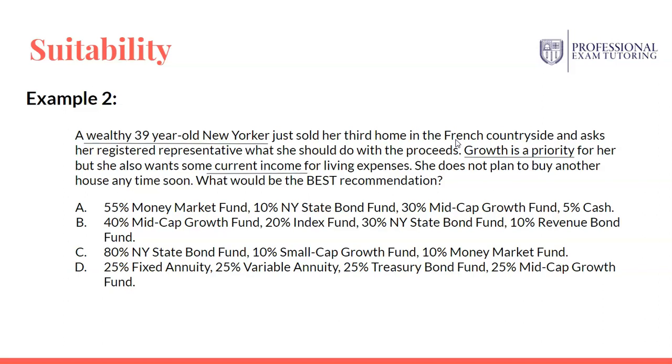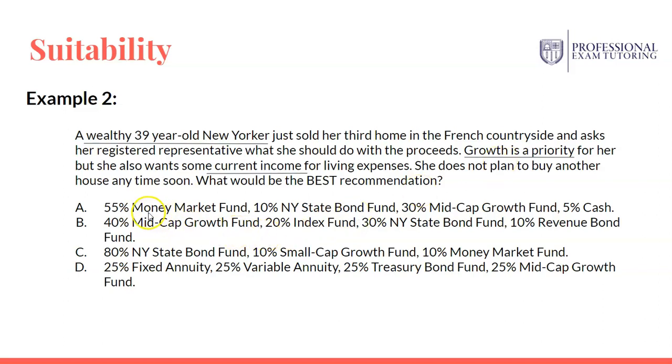Now, she also wants some current income. So she wants some growth and current income. Growth, remember, is telling us that she probably wants something stock related or some kind of stock investment. But if she wants current income, that's also got to be balanced by something that's going to produce either some types of dividends, such as preferred stocks, or some type of income like coupons or some kind of payment from fixed income securities. Now, she does not plan to buy a house anytime soon, but what we do know here is that she's going to be looking for a bit of a mix between stocks and bonds. So let's take a look at our options.